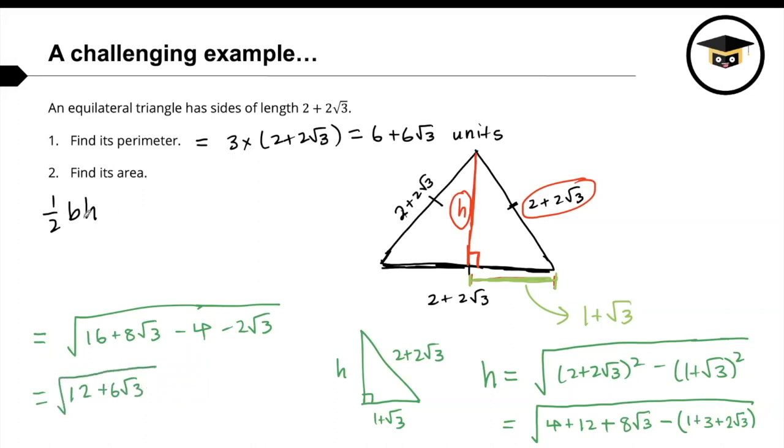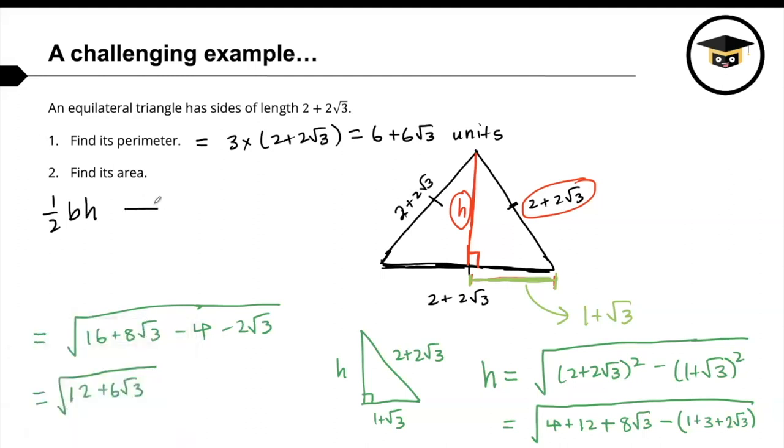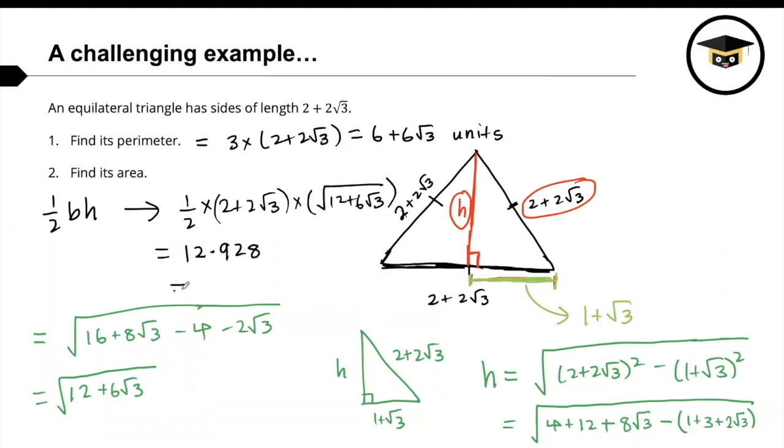So now we can find the area quite comfortably. So let's change back to black here. So half times our base. Now our base is 2 plus 2 root 3. And then our height is equal to the square root of 12 plus 6 root 3. So the answer, if you just put that into your calculator, is going to be equal to approximately 12.928. So about, in fact, if we just round that up, about 13 units squared, okay?